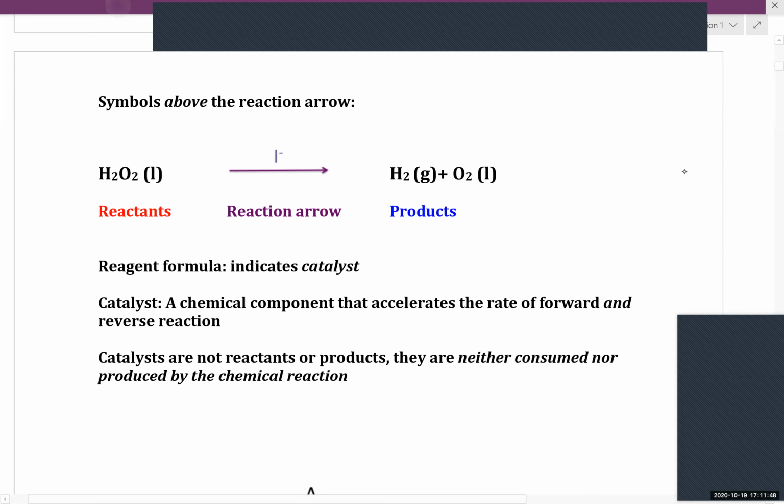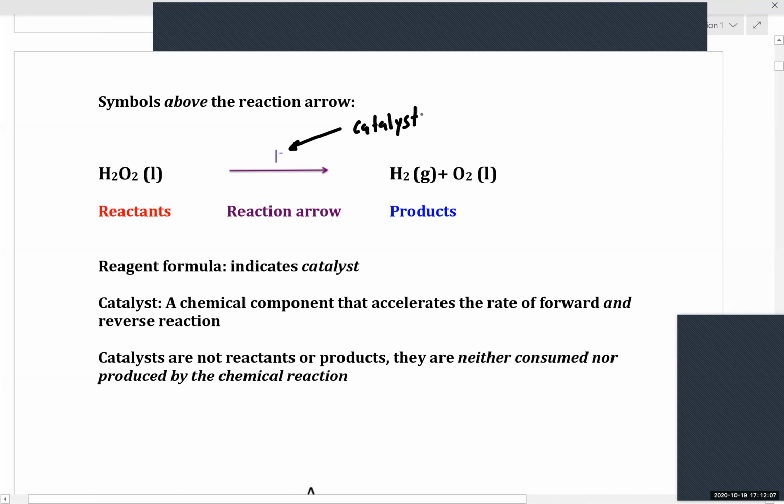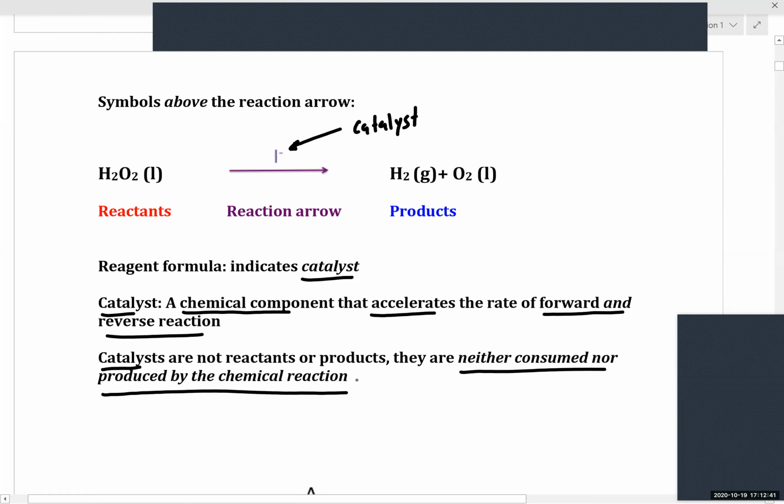Now, there are some really interesting symbols above the reaction arrow that can indicate additives or modifications to our chemical reaction. So for example, we can have a symbol of a chemical species above the reaction arrow. This is known as a catalyst. You'll see this a lot when we talk about biological reactions, because many of the reactions we see in biological systems are driven and catalyzed by proteins or other chemical species. So a catalyst, quite simply, is a chemical component that accelerates the forward and reverse reaction. The important thing about a catalyst is that they are not a reactant nor a product. They are neither consumed nor produced by a chemical reaction.